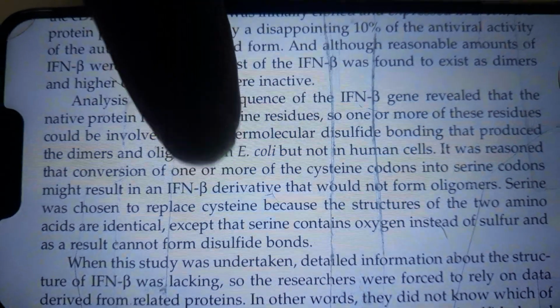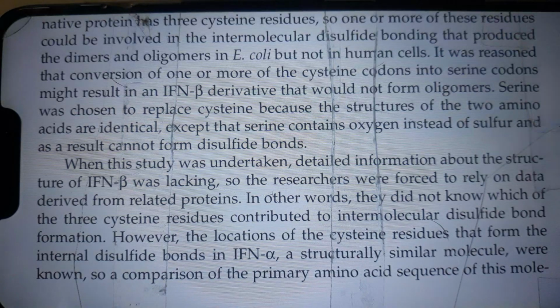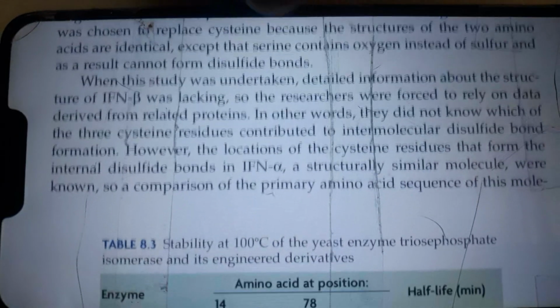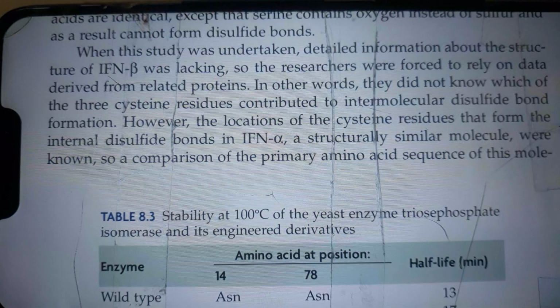Serine was chosen to replace cysteine because the structures of the 2 amino acids are identical, except that serine contains oxygen instead of sulfur, and as a result cannot form disulfide bonds. When the study was undertaken, detailed information about the structure of IFN beta was lacking, so the researchers were forced to rely on data derived from related proteins. In other words, they did not know which of the 3 cysteine residues contributed to intermolecular disulfide bond formation.